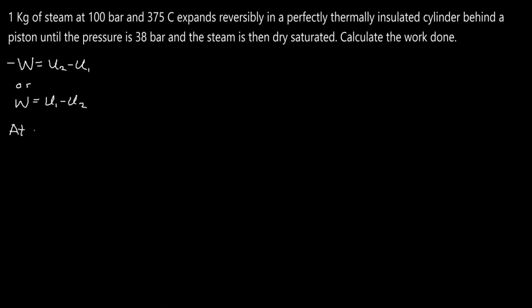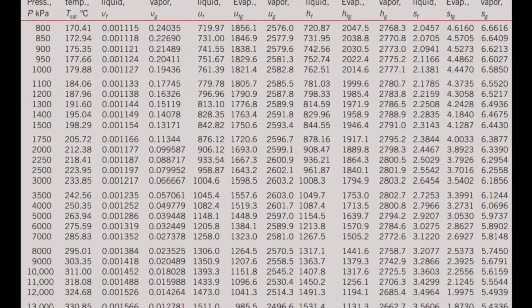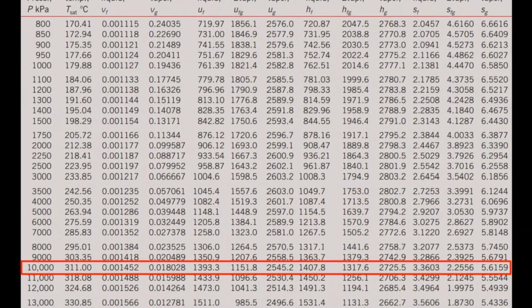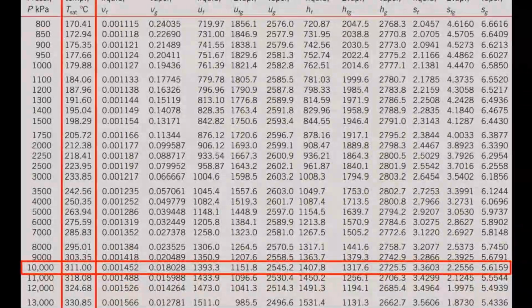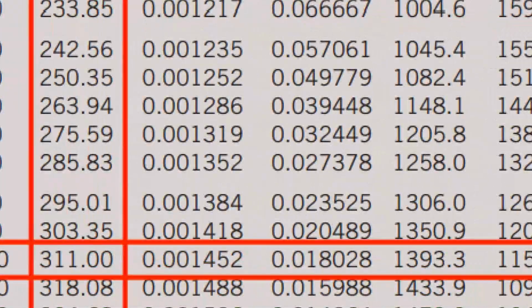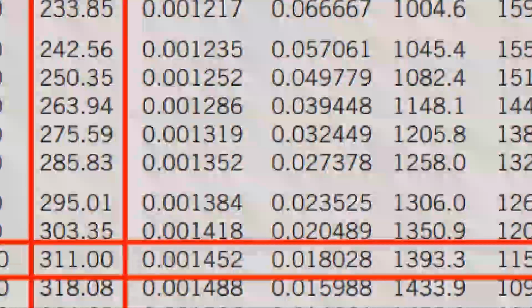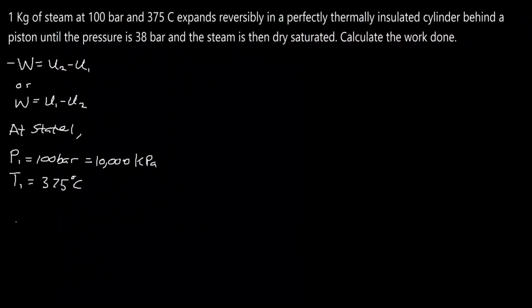At the initial state, the steam is at 100 bar, or 10,000 kilopascals, and has a temperature of 375 degrees Celsius. From our steam tables, we see that at a pressure of 10,000 kilopascals, the saturation temperature is 311 degrees Celsius. So our current temperature, 375 degrees Celsius, is greater than the saturation temperature. This means that the steam is superheated at this state.